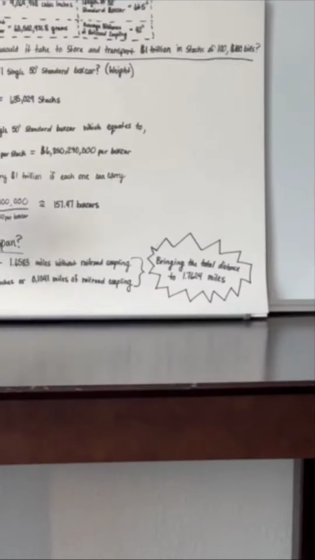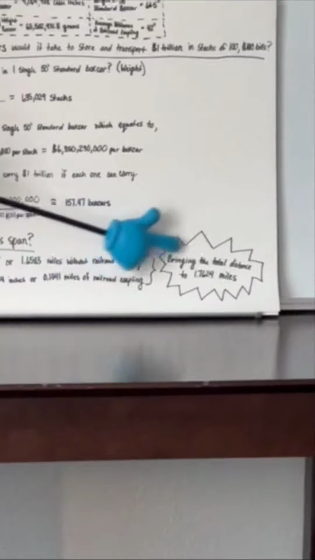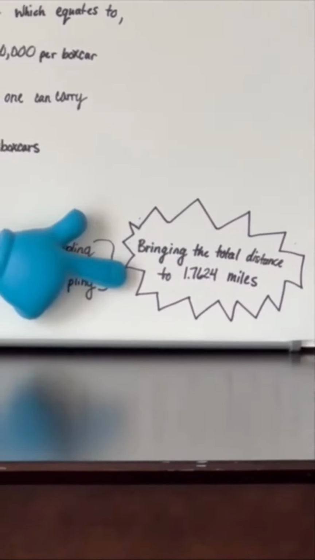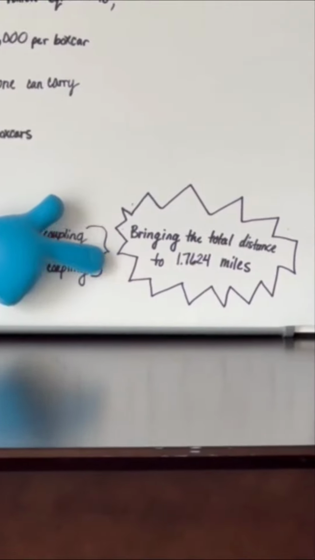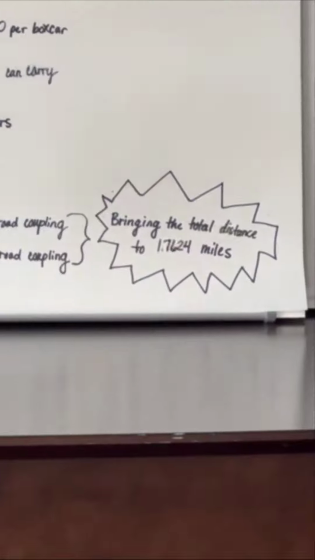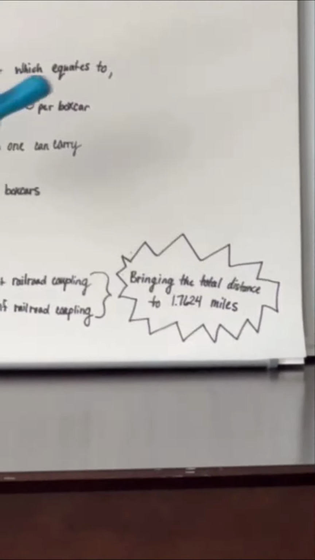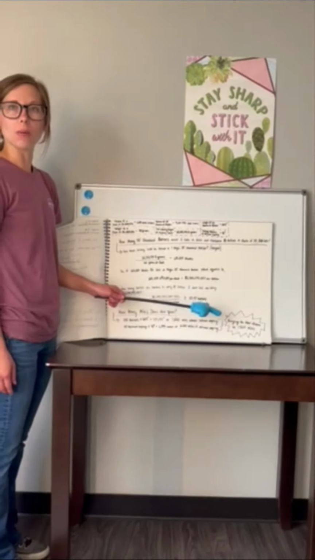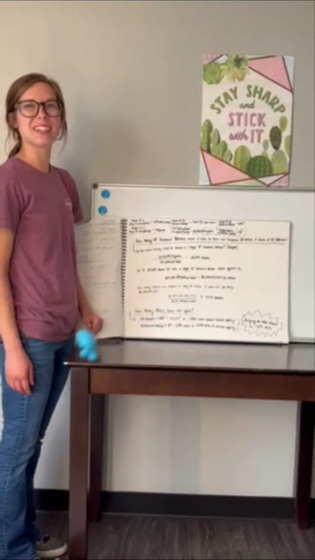And now if we add all of those together, this is going to bring the total distance to 1.7624 miles that it would span in order to store and transport $1 trillion in stacks of $100 bills.